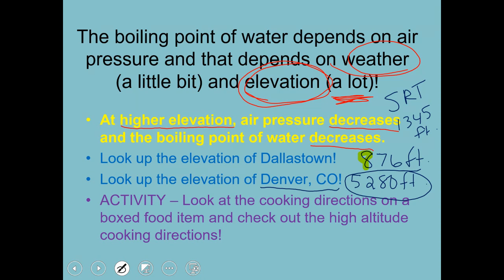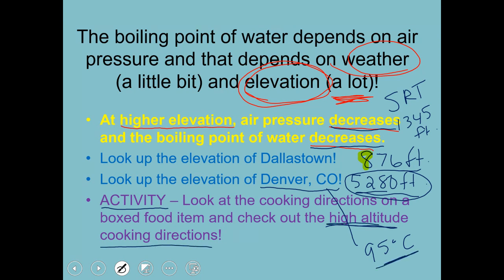And so when you're at this high elevation, air pressure is less, which causes the boiling point of water to be less. How much less? In Denver, Colorado, water boils at 95 degrees Celsius instead of 100 degrees Celsius, which means the water isn't as hot, and that changes how food will cook in boiling water. One of the things you could do, if you want to do a little activity, I know we can't do labs, but you could look at the cooking directions on a boxed food item. Most boxed food items have high altitude cooking directions. And that's because at high altitudes, water boils at a lower temperature.